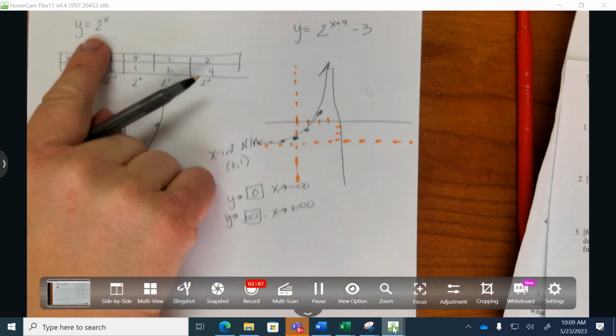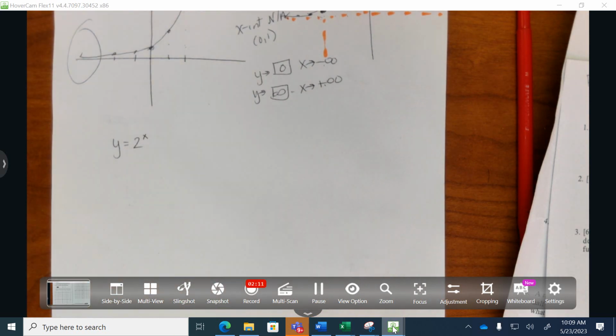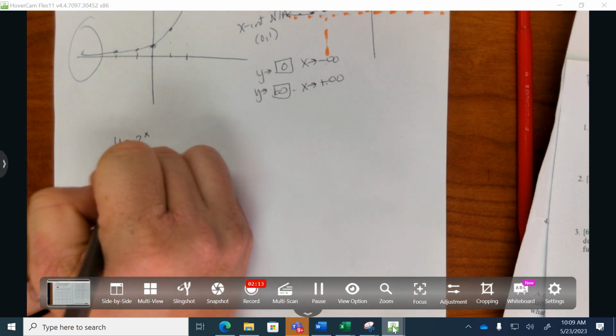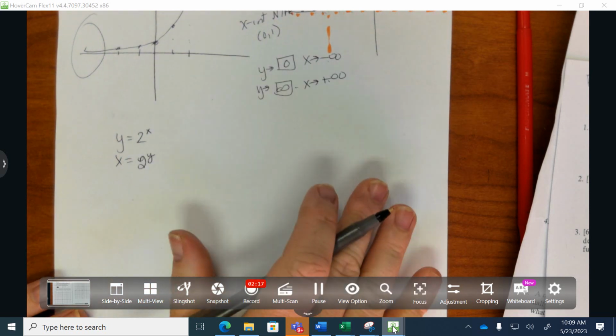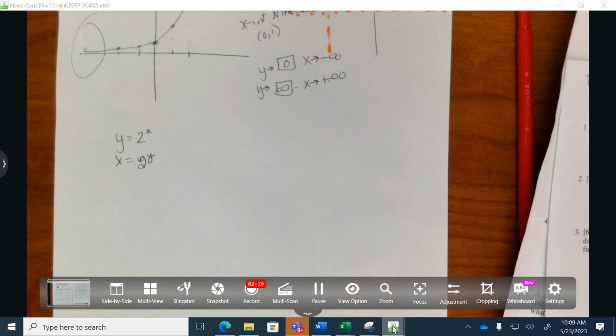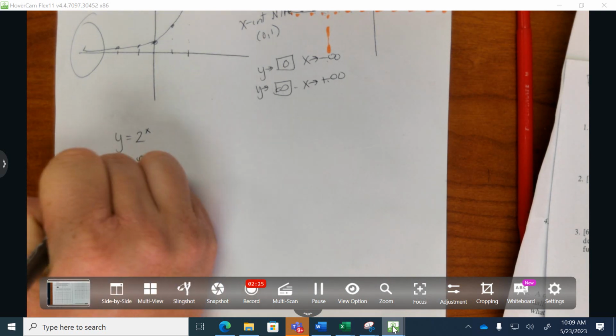Now let's look at this original function and let's determine what is the inverse of this function. So the first thing we're going to do is switch the x and y. X equals 2 to the y. Now we just need to isolate the y. So we need to find a way to remove the 2. And that's what we learned about logs this year.